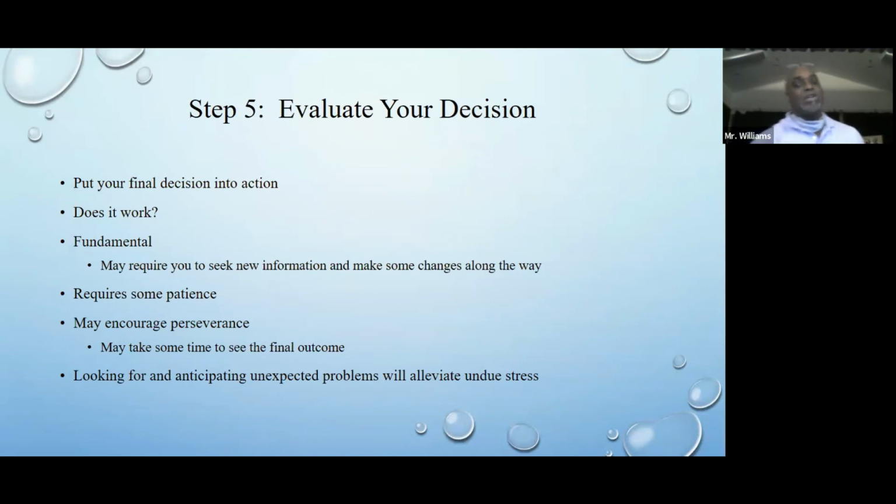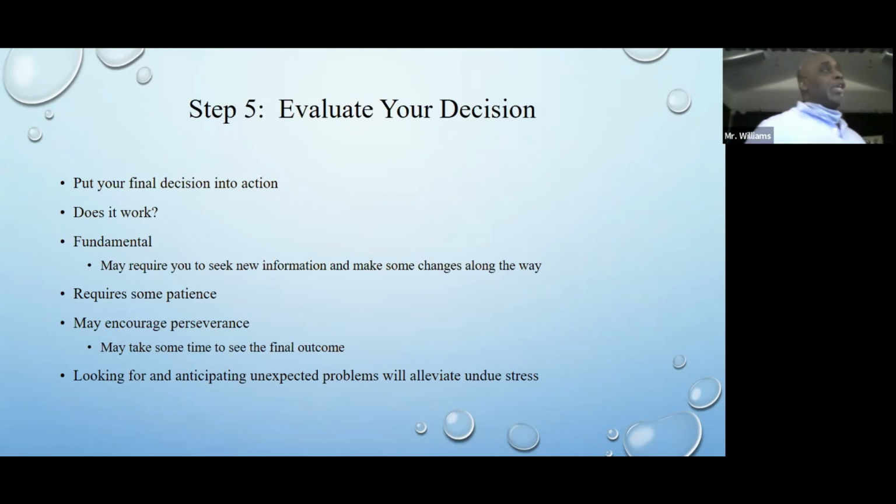Step 5, at all times, you want to evaluate your decision. You have now put your decision in effect. Does it work? Has it solved your problem? Remember, it's fundamental. So it may require you to seek new information and make some changes along the way. It does require patience. But by doing it and continuously doing it, we learn perseverance.